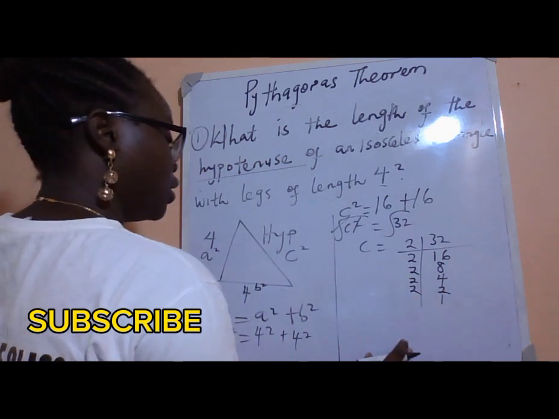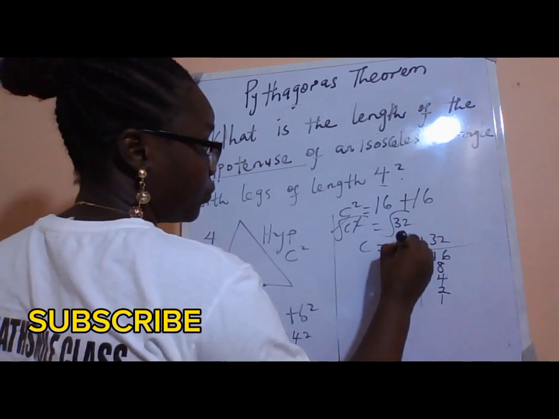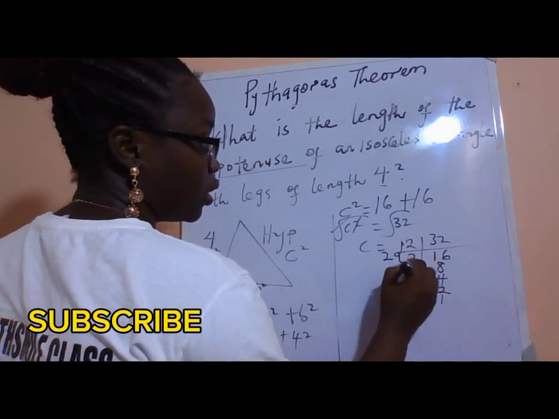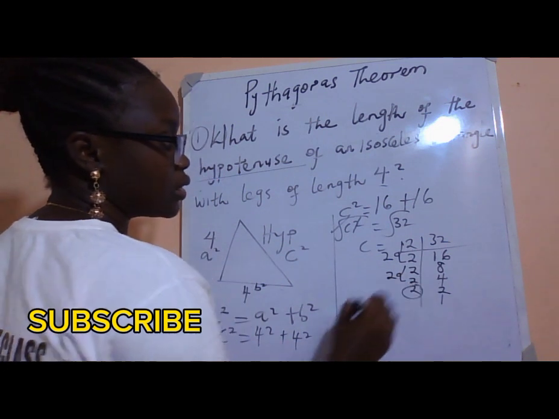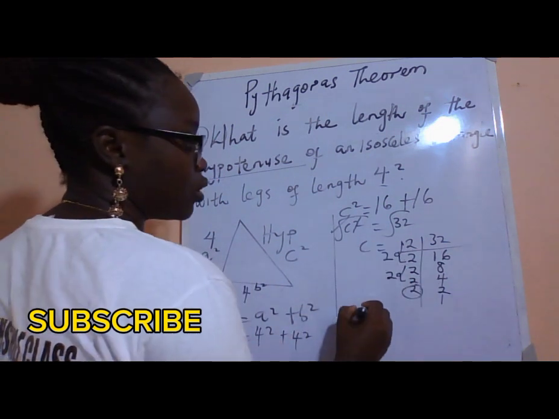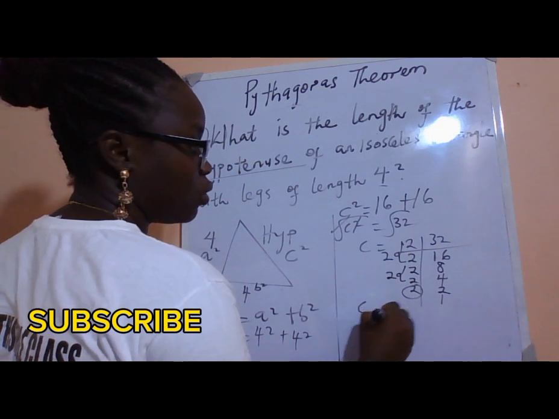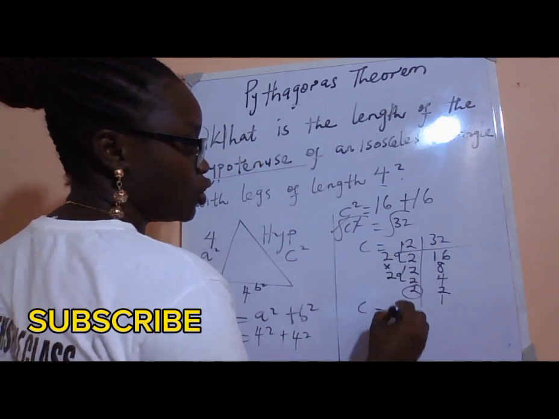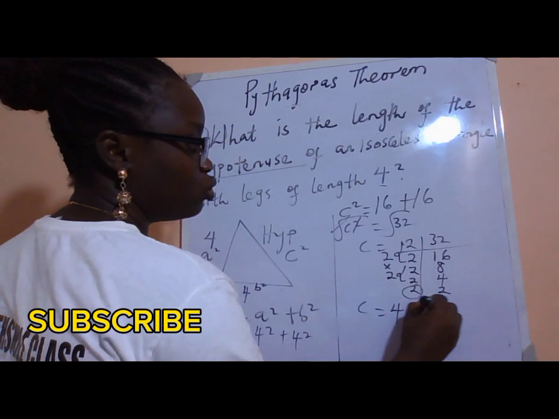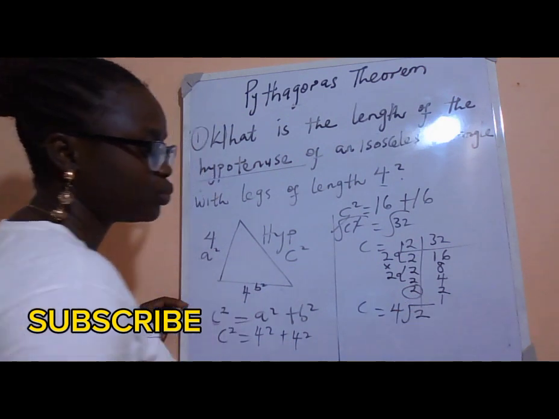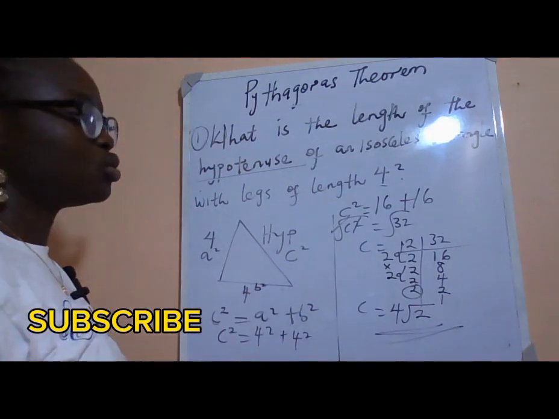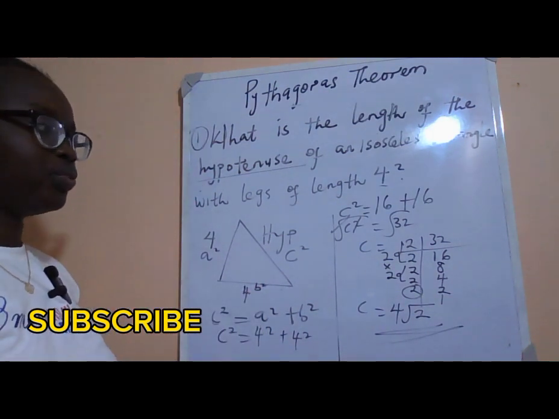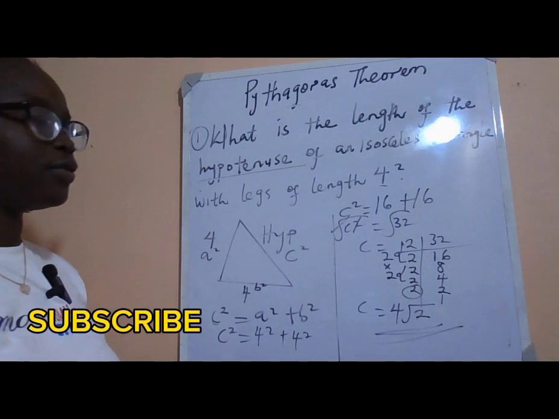So we stop there. Then we group it as usual. This is 1. This is 2. So we have 1, 2 that is left. So the square root of 32, c equals what? 2 times 2, which is 4, root 2. So the square root of 32 is 4 root 2. And that answers the given question.